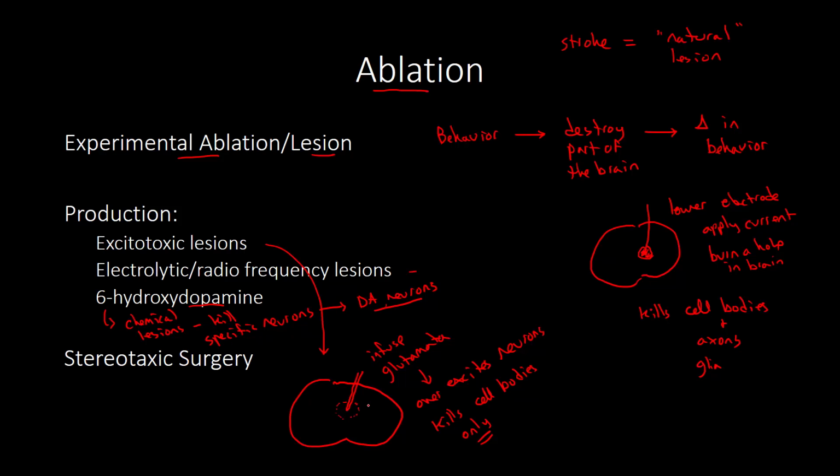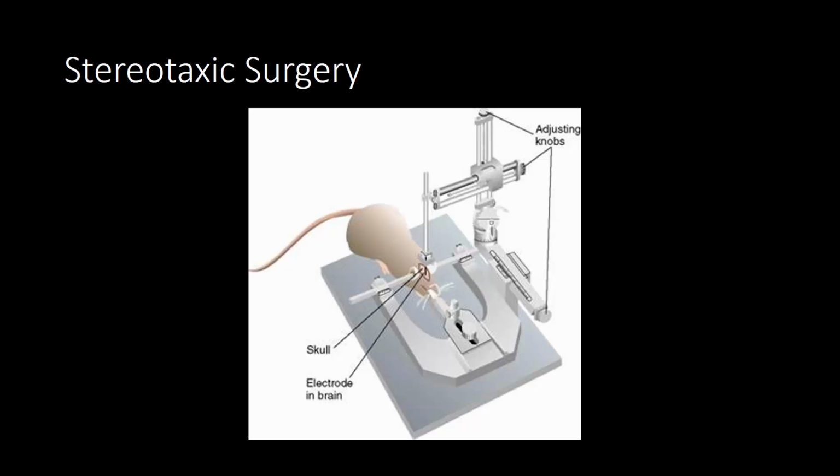All right. Now, how do we get these into the right place? Obviously, we need to get them in a precise location, or else we don't learn very much. We want to destroy a very specific part of the brain. Well, we do that using stereotaxic surgery. Stereotaxic surgery is a technique that we use in humans and non-humans to put a chemical or an electrode in a very specific part of the brain.